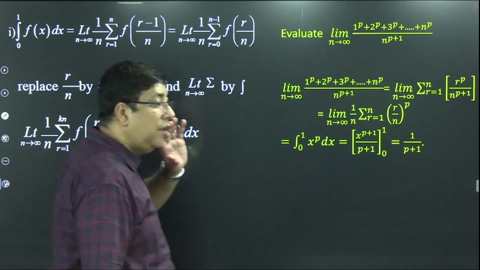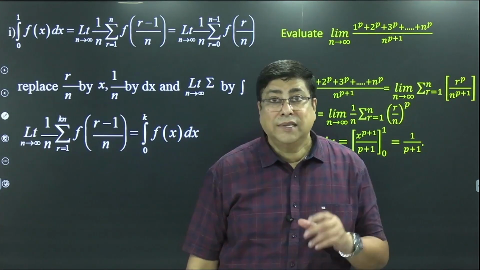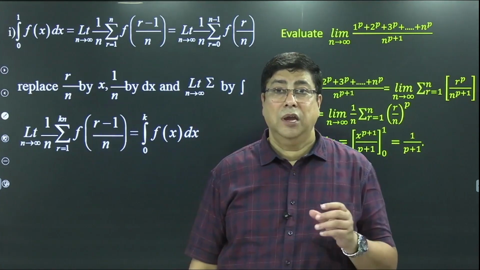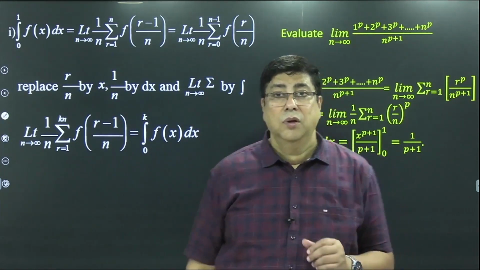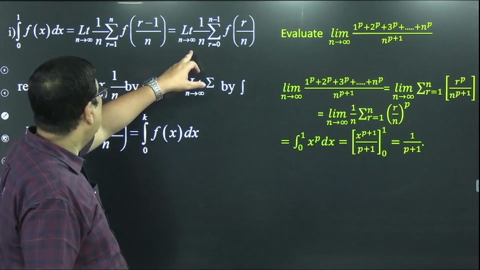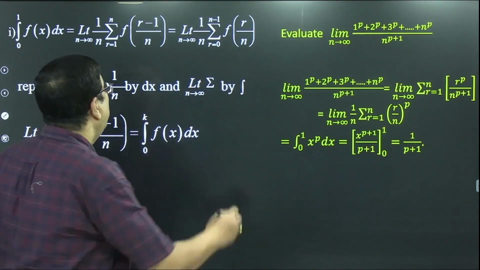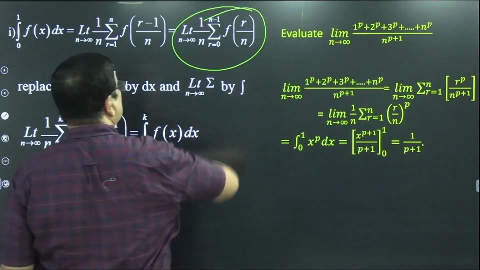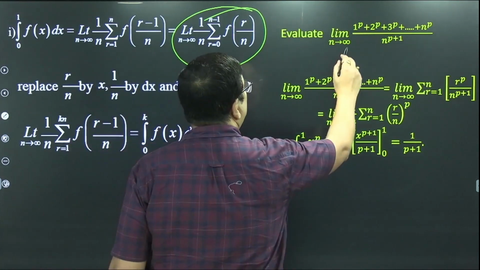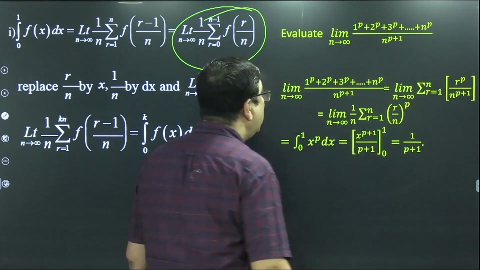Definite integral as a limit of a sum and its application is another important part, and a number of times it came in entrance examinations. So let's see. The integral from 0 to 1 of f(x) dx equals the limit as n tends to infinity of 1 by n times the sum over r equal to 0 to n minus 1, or 1 to n, of f of r by n. This particular portion of the formula is very important. For example, limit n tends to infinity of 1 to the power p plus 2 to the power p plus 3 to the power p, where p is a constant number.